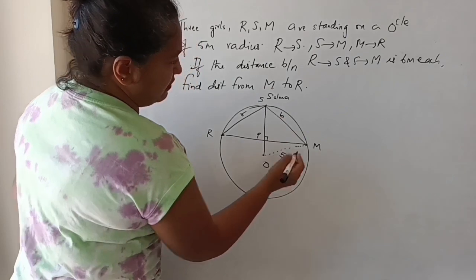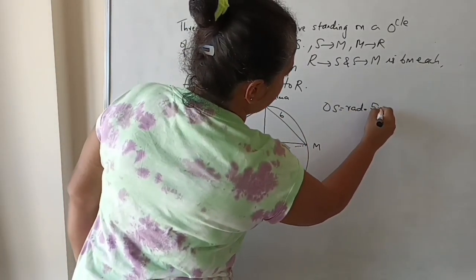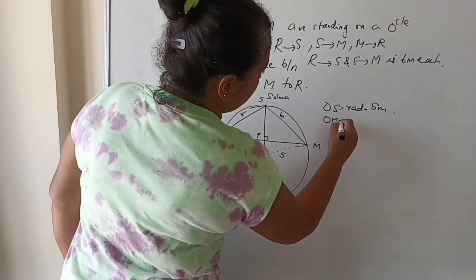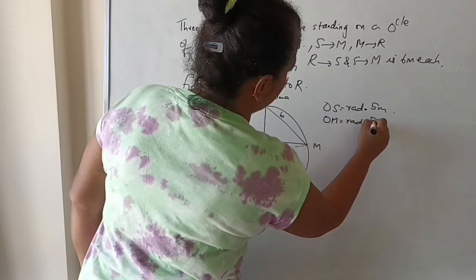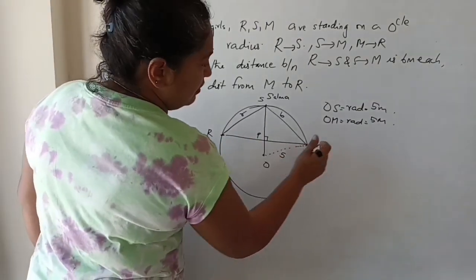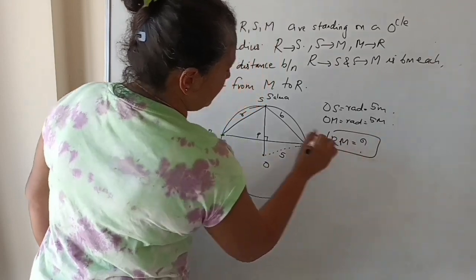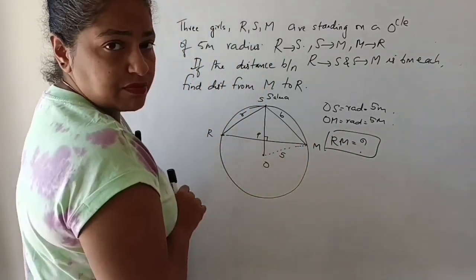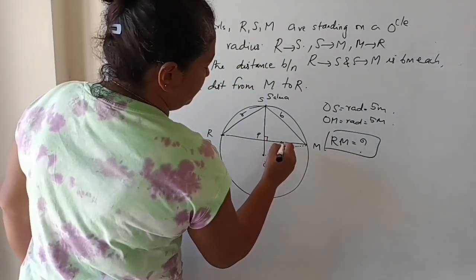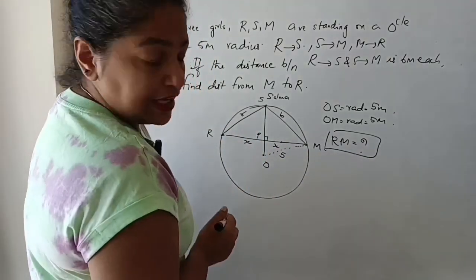What can you say about OS? OS is also the radius. I can say that is also equal to 5 meters. OM is also equal to the radius, that is also equal to 5 meters. Fine. Now I need to find the distance RM. This is our question. You can see that RM is bisected at this particular point. So this is X, this is X. I need to find the value of X.